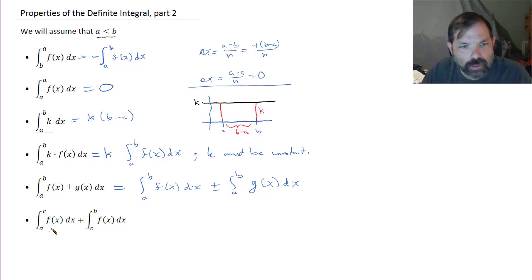And finally, another important property is that if we have the integral from a to c of f of x dx plus the integral from c to b of f of x dx, and notice how it's the same function, same integrand, I should say, that's the appropriate word. Same integrand and differential. And notice that we're going from a to c, and then from c to b. And so if we have something like this, we can rewrite this as a single integral from a to b of f of x dx.